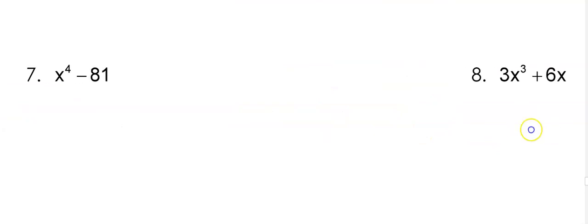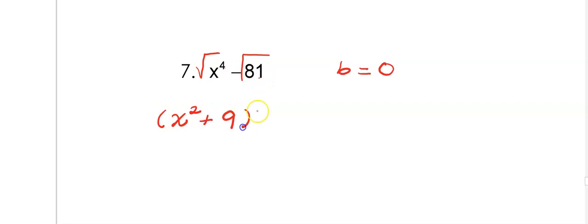Number 7 is pretty special because we have x to the 4th. Again, b is 0, and both of these are perfect squares. So I'm going to take the square root of both of these. Now, the square root of x to the 4th is x squared, and the square root of 81 is 9. Now, I'm going to add them, and I'm going to subtract them.